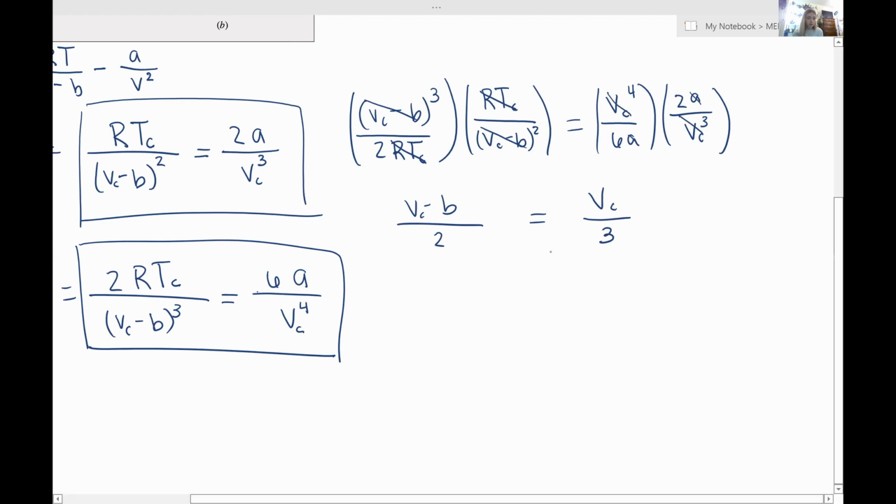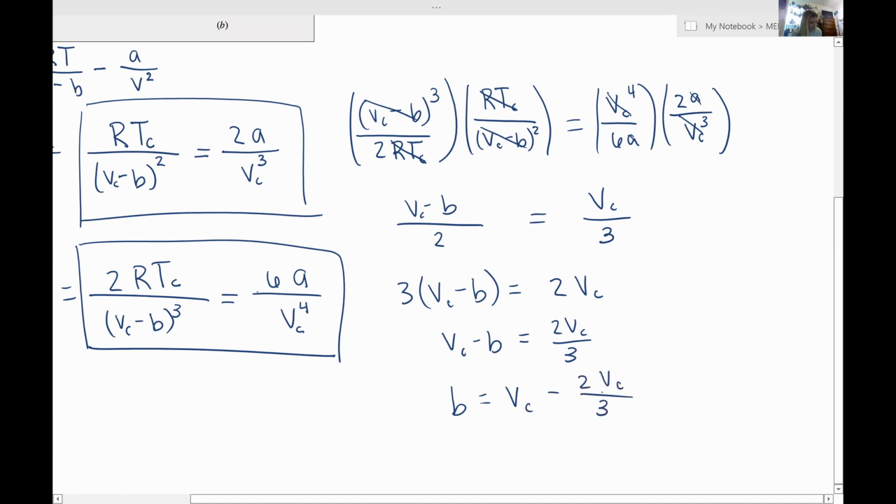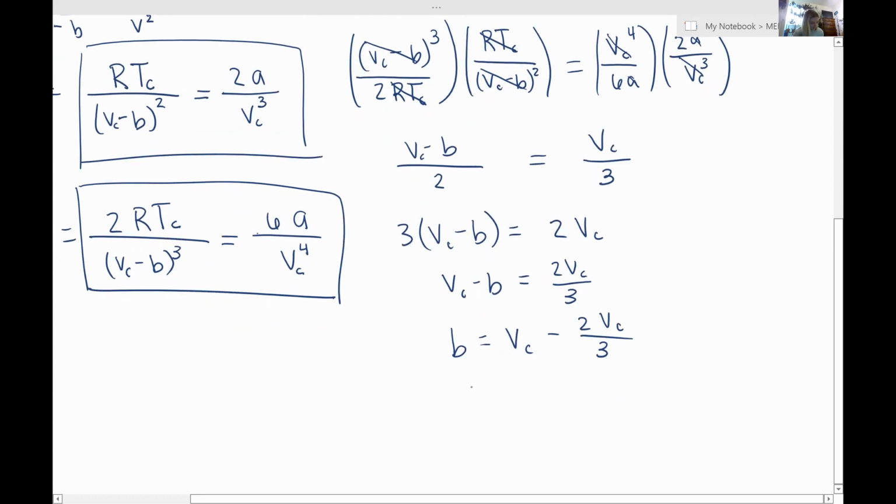So we'll do that by just doing some basic algebra, cross multiplying. So we have VC minus B times 3, 2VC, and divide out the 3. So then we get 2VC over 3. And to get B alone here, we'll have B equal to our critical volume minus 2 times the critical volume over 3. We can even simplify this a little bit further and say that B is equal to VC over 3. So that's going to be our parameter for our equation for B.